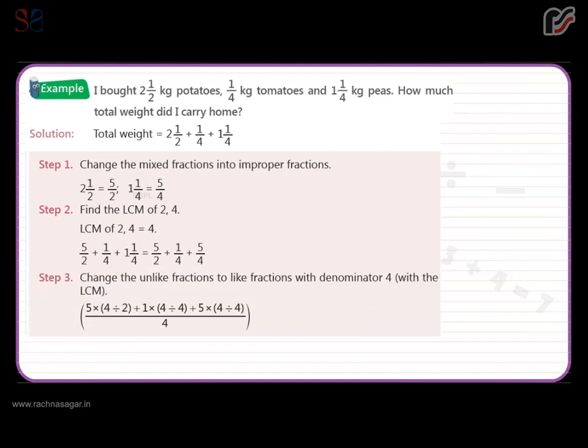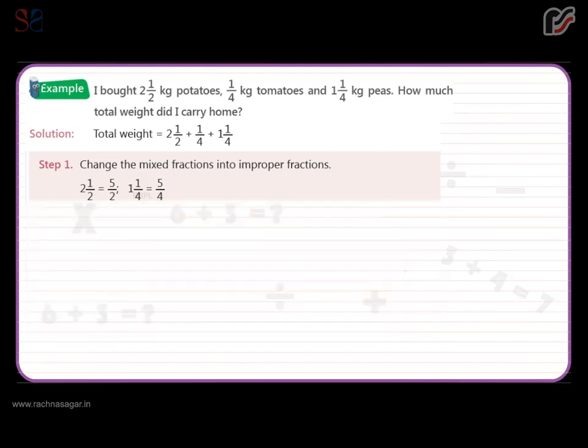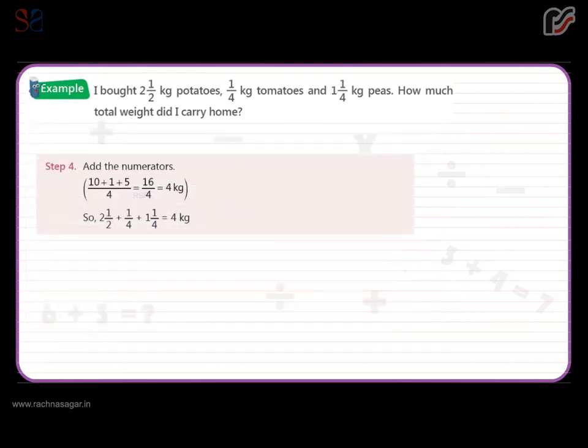Step 3. Change the unlike fractions to like fractions with denominator 4, the LCM. 5 multiplied by 4 divided by 2 plus 1 multiplied by 4 divided by 4 plus 5 multiplied by 4 divided by 4 upon 4. Step 4. Add the numerators. 10 plus 1 plus 5 upon 4 is equal to 16 upon 4, which is equal to 4 kg. So, 2 1 upon 2 plus 1 upon 4 plus 1 1 upon 4 is equal to 4 kg.